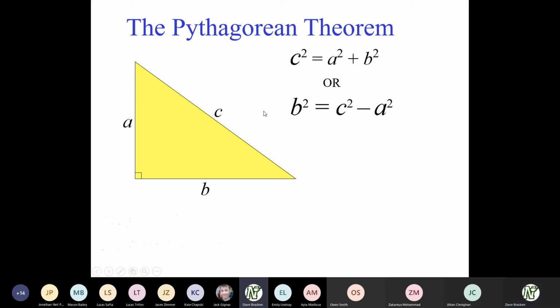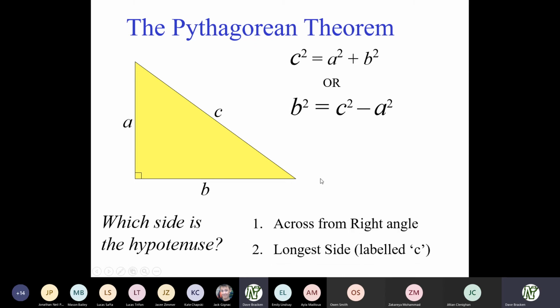Okay. So we have to know which side is the hypotenuse. And there's 2 ways to kind of find your hypotenuse here. Which side is the hypotenuse? And here's what we're going to learn here. 1, it's across from the right angle. And 2, it's always your longest side, and it's labeled C.